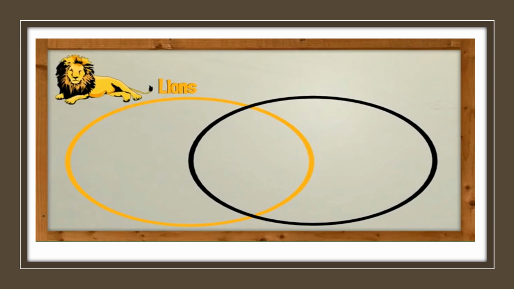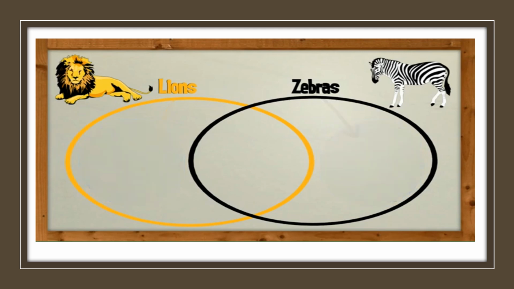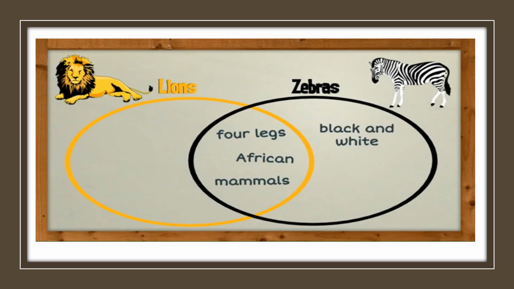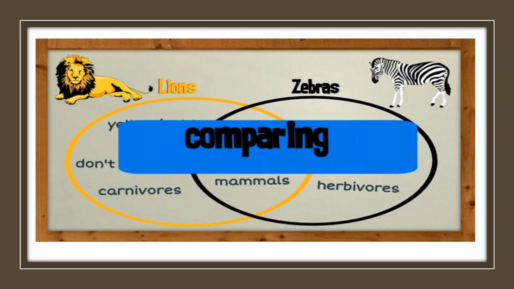As an example, we're going to use a Venn diagram to compare and contrast lions and zebras. A Venn diagram is a useful tool to help organize similarities and differences. We might note some similarities such as both animals have 4 legs, they're both found in Africa, and both are mammals. As for differences, zebras are black and white, lions are a yellowy gold. Zebras migrate, lions don't. Lions eat meat, they're carnivores, while zebras eat plants, they're herbivores. We can use the term comparing more broadly to refer to finding both similarities and differences.